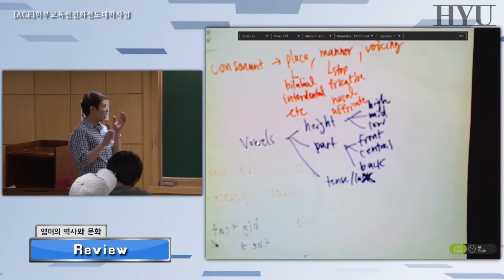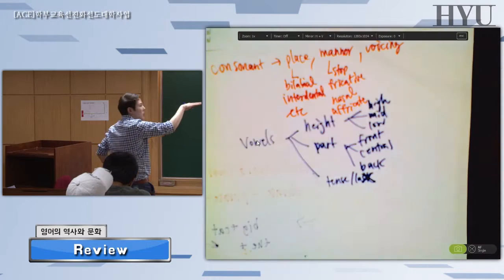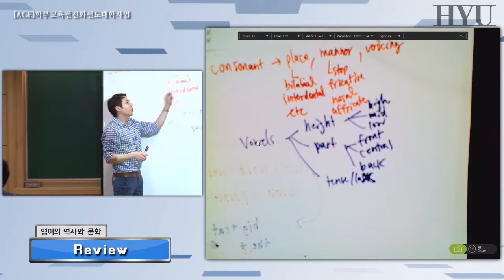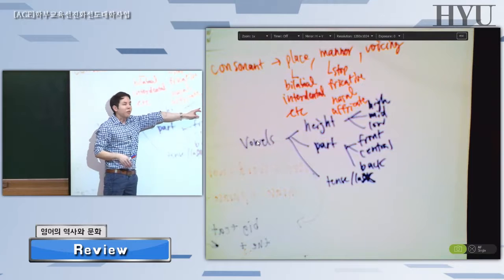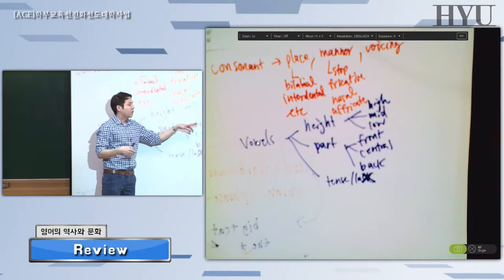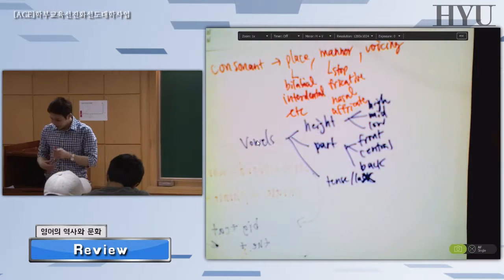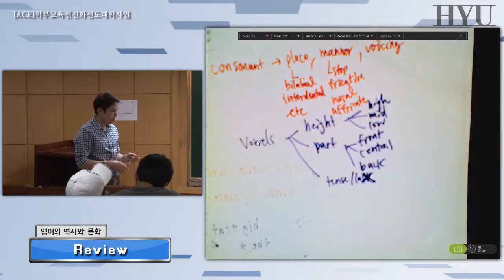So for the first part, I will give you a set of sounds, and then you have to tell me what features, okay, what features they share. Like, are they all bilabial? Are they all fricative, like that? Are they all mid vowels, or are they all front vowels, like that? Okay. So that's the first part.